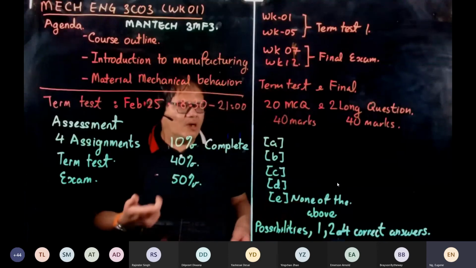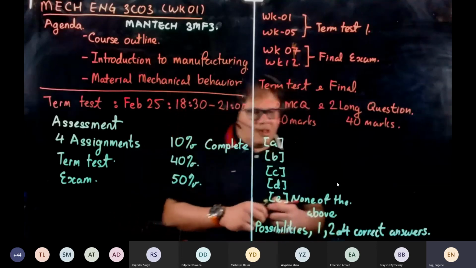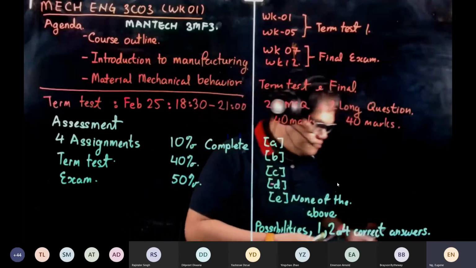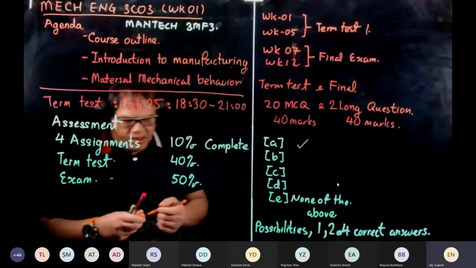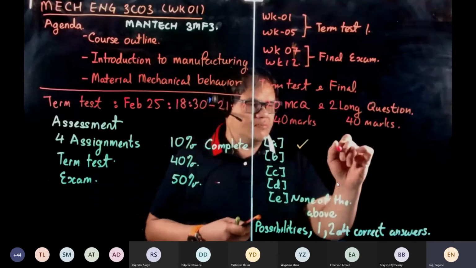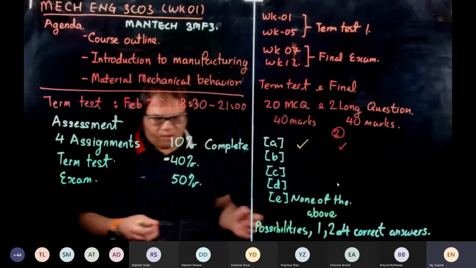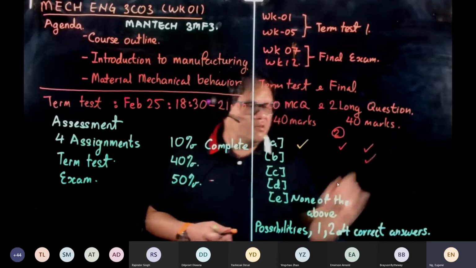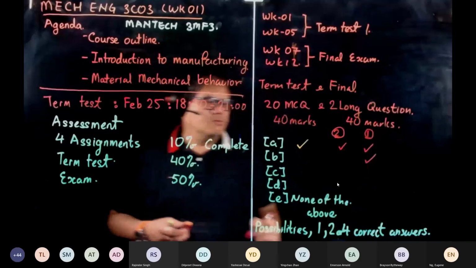So how do I mark this? Let's go through this once and for all. If the correct answer is A, and you have selected A, you get 2 marks. That is the obvious one. However, if you select A and B, you only get 1 mark. Why is that?